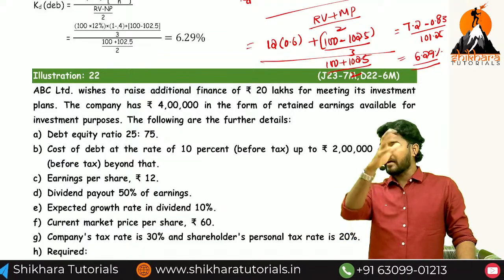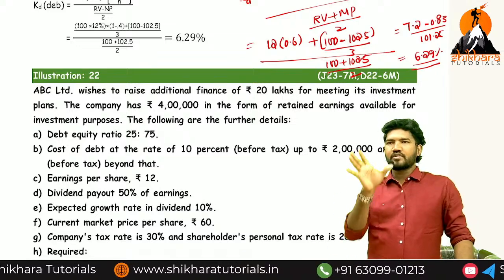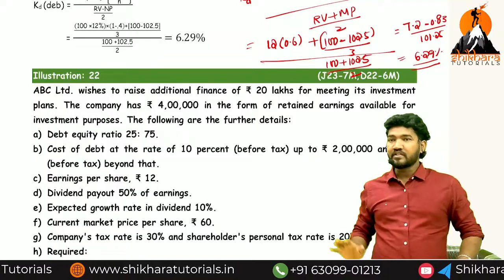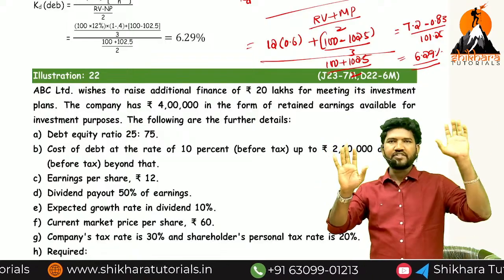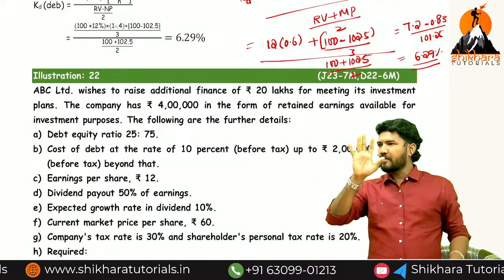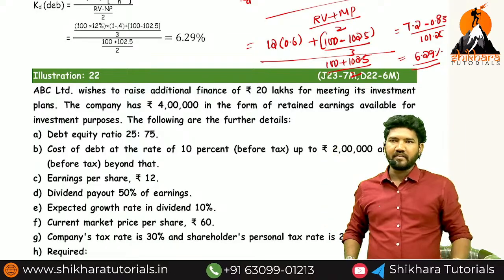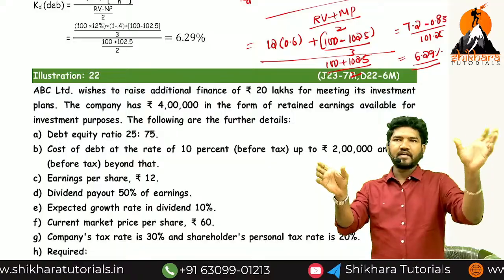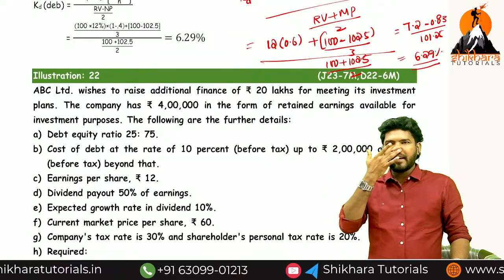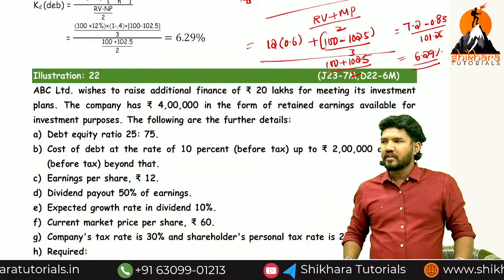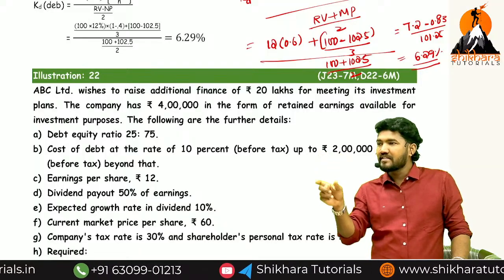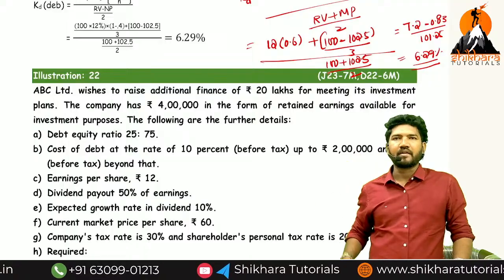They will give the total capital, some 100 lakh rupees. Out of 100 lakhs, this is the retained earnings, this much is equity, this much is debt. Say 75% equity, 25% debt. First, you have to segregate that: 75 lakhs equity, 25 lakhs debt. Out of that, the company already has 10 lakhs. It means out of 75 lakh rupees, 10 lakhs is retained earnings and 65 lakhs is equity share capital.